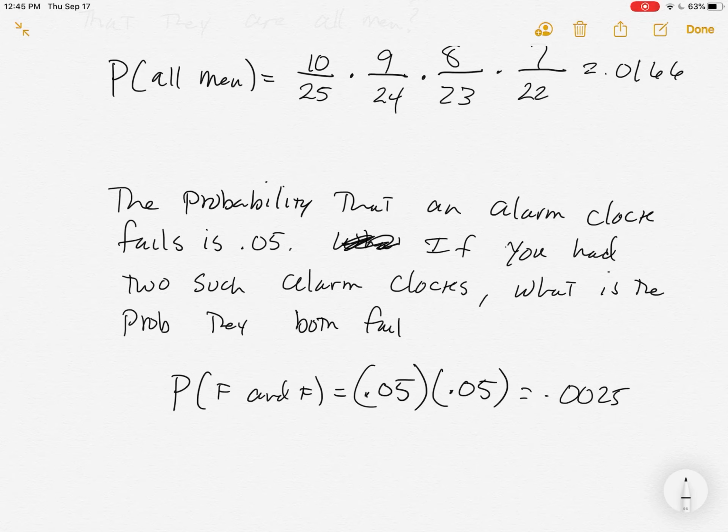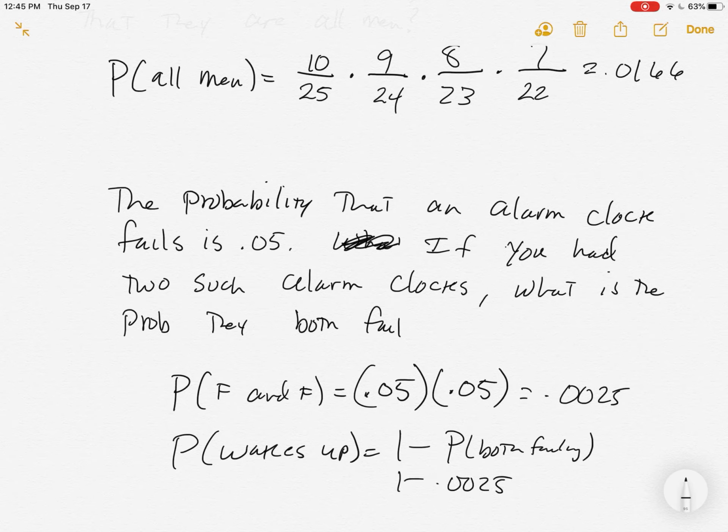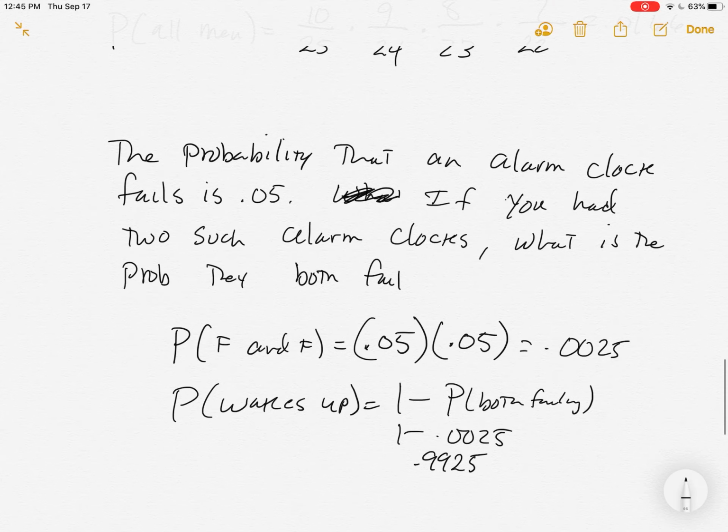So what's the probability then that somebody wakes up? Well, the only way you're not going to wake up is if both alarm clocks fail. So the probability that you're going to wake up is the opposite of them both failing, and that is 1 minus 0.0025. So you have a 99.75% chance of waking up, or a 0.9975 probability that you're going to wake up if you set 2 alarm clocks that have that type of fail rate. So just something to think about.